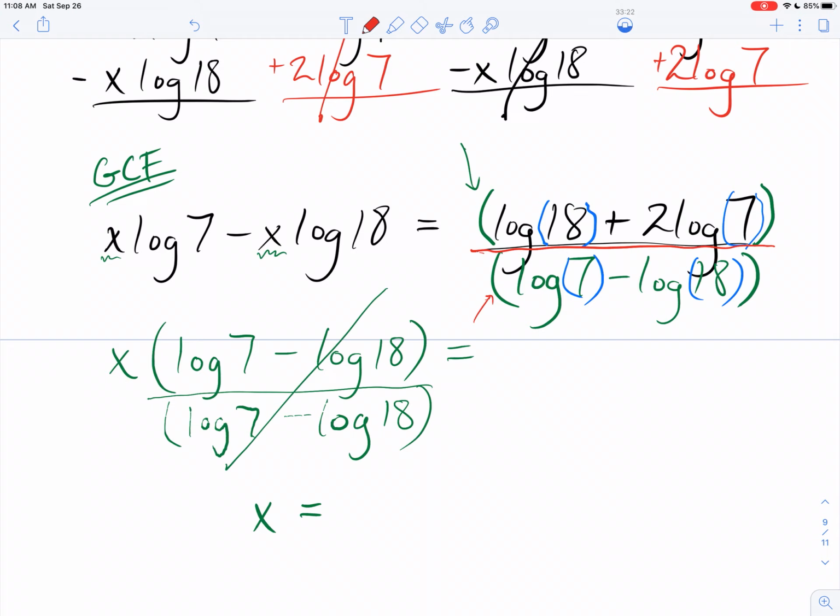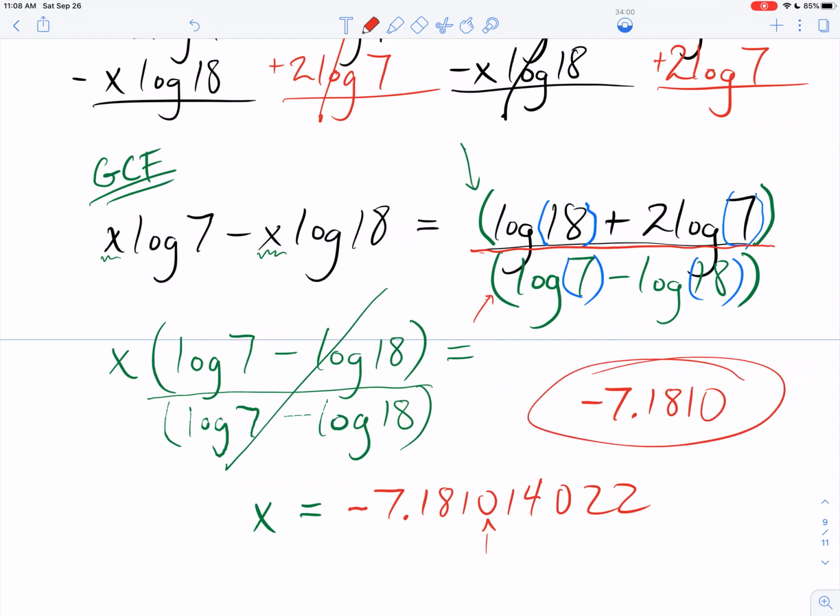And the correct answer on this one turned out to be negative 7.180, wait, 104022. That was the answer that I got. Now, customarily, we round to the 4th decimal place, and since it's a 0 right there, my final answer would be negative 7.181. You don't have to write the 0 if you don't want to. You're not wrong if you do, but that would be my answer.